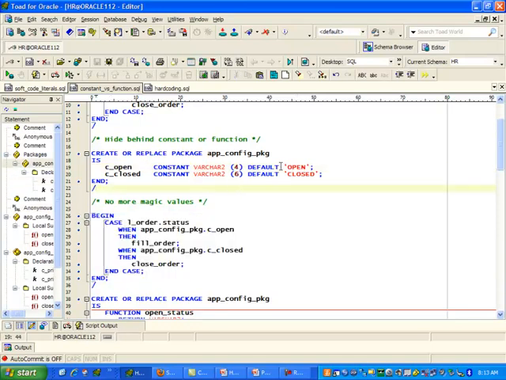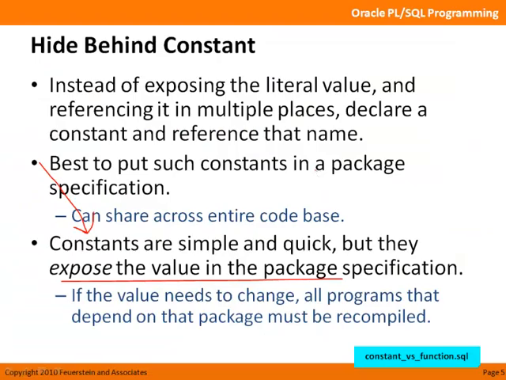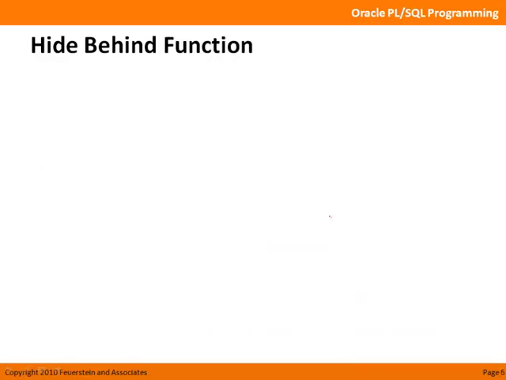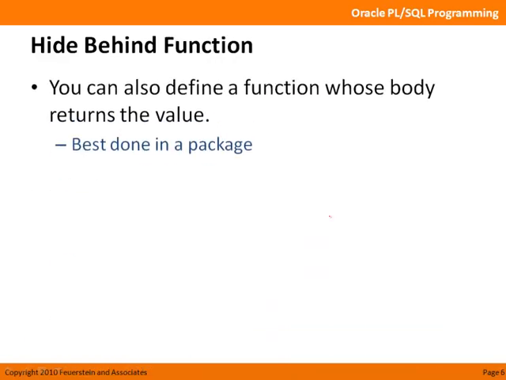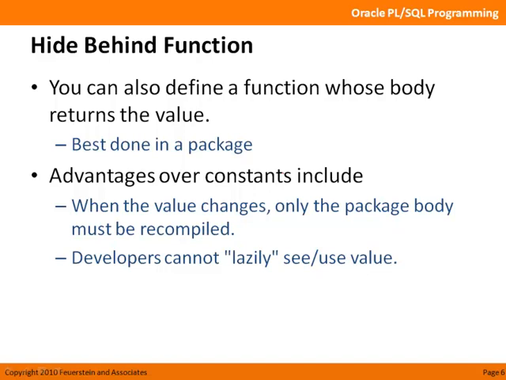And the other problem is I expose the value, which means somebody might get lazy and decide to use the value anyway. So let's take a look at an alternative, which is to hide values behind functions. Instead of having a constant in my package specification, I could create a function that returns the value. It's given a name just like the constant name, but the value is hidden inside the package body. That means that when the value changes, only the package body has to be recompiled, which means that all the programs that are dependent on the package do not have to be recompiled. They're not forced to invalid.